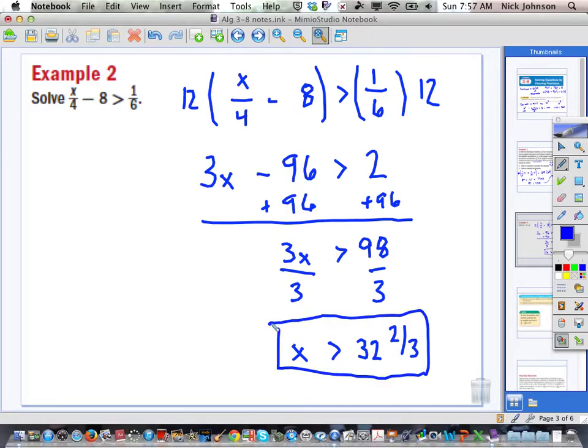Okay. Could you graph that out on an inequality? Yeah, sure. Or on a number line. Point of interest is 32 and 2/3. Open or closed? It's open because there's not an equal sign. And this says I want everything that is going to the right because it is greater than. Okay? Always read from the variable.